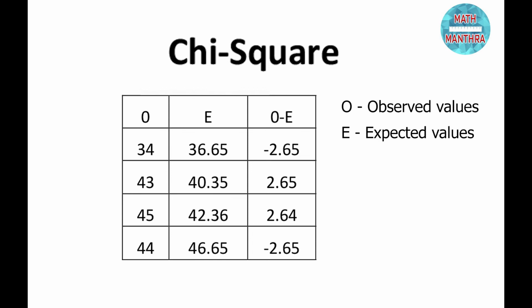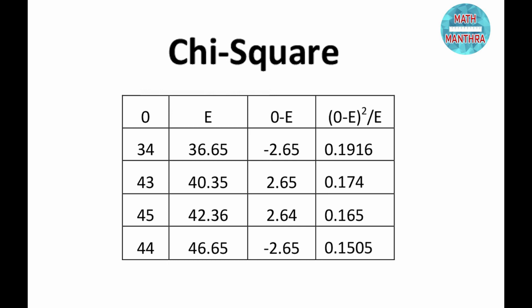Now the next step is the last column, (O minus E) square by E. So we have to find the square. For example, the first value O minus E is negative 2.65, we square it and then we divide it by the E value, that is 36.65. What you get is 0.1916. In the same manner, find out the rest of the (O minus E) square by E values. If you want, we can have one more column here for (O minus E) square, but actually it is not needed. We can directly go from O minus E to (O minus E) square by E. So for the last column values, we have 0.1916 and so on, 3 more values.